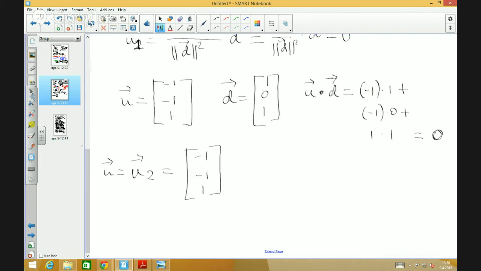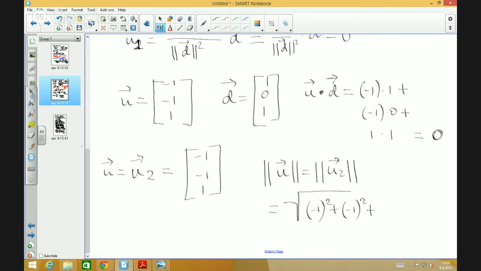And what is the length of this vector? Absolutely. It's the square root of the square of all of the components. And it's going to be the square root of 3.